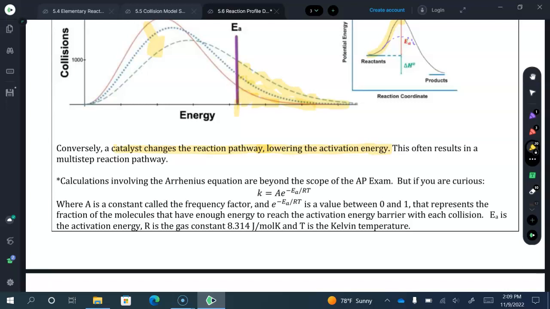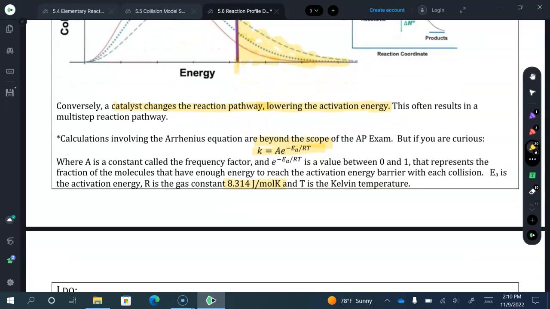Calculations, just as a clarification, involving the Arrhenius equation, which are here, is beyond the scope of the AP exam. However, that is what that equation is, where A is a constant called a frequency factor based on how often they collide. And then e to the negative activation energy divided by RT is a value between 0 and 1 that represents the fraction of molecules that have enough energy to reach the activation energy barrier with each collision. Remember that Ea is the activation energy, R is a gas constant, which is given here, and then T is the Kelvin temperature. However, once again, this is beyond the scope of the AP exam, so don't sweat it. Just know how it works.